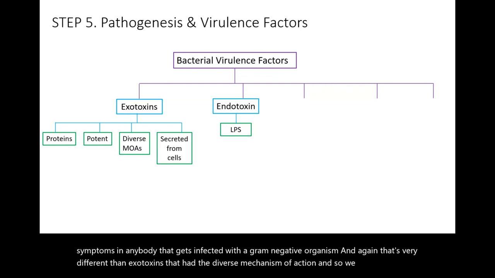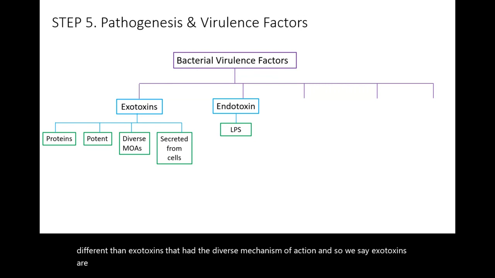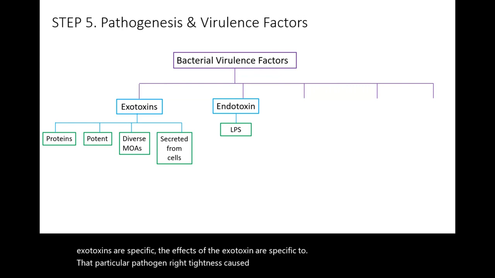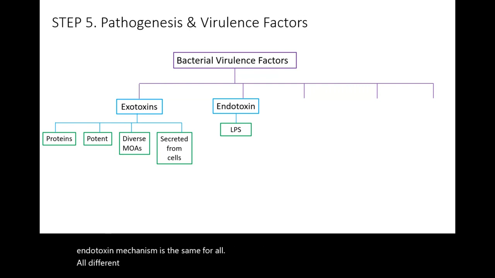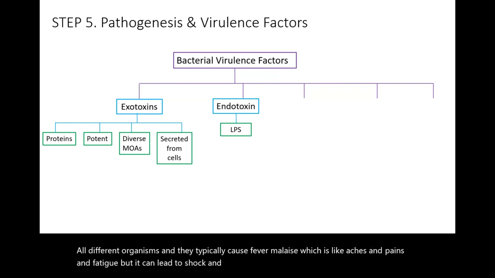And so we say exotoxins are specific. The effects of the exotoxin are specific to that particular pathogen, right? Tetanus causes rigid paralysis, whereas botulism specifically causes flaccid paralysis. So the mechanism of exotoxins are specific to the disease. The endotoxin mechanism is the same for all different organisms. They typically cause fever, malaise, which is like aches and pains, and fatigue, but it can lead to shock and death, if people get really, really sick from a gram-negative.